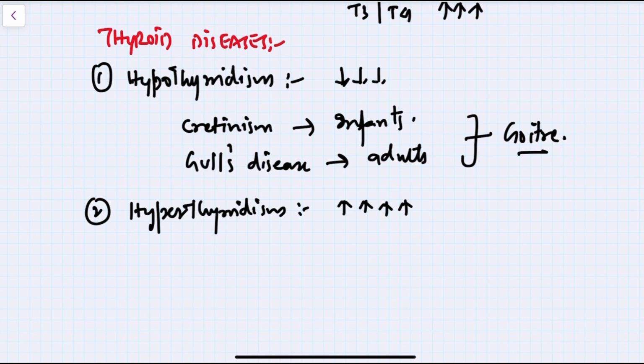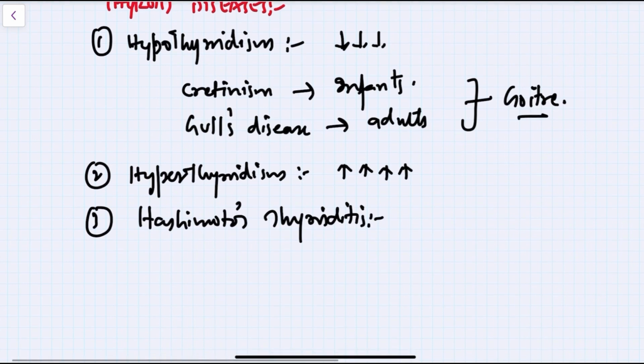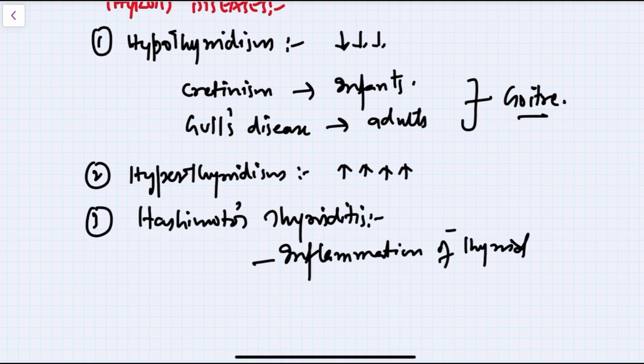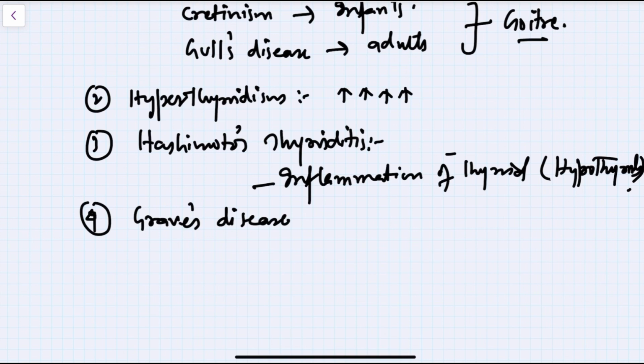And then there are a couple of autoimmune diseases as well, and those include Hashimoto's thyroiditis. This is an autoimmune disease which leads to chronic inflammation of the thyroid gland, and it results in hypothyroidism. So hypothyroidism can lead to this disease. And then there's one more autoimmune disorder which is called Graves' disease. In Graves' disease, it's a disorder which leads to hyperthyroidism. And it manifests with symptoms such as bulging eyes, and also goiter as well.